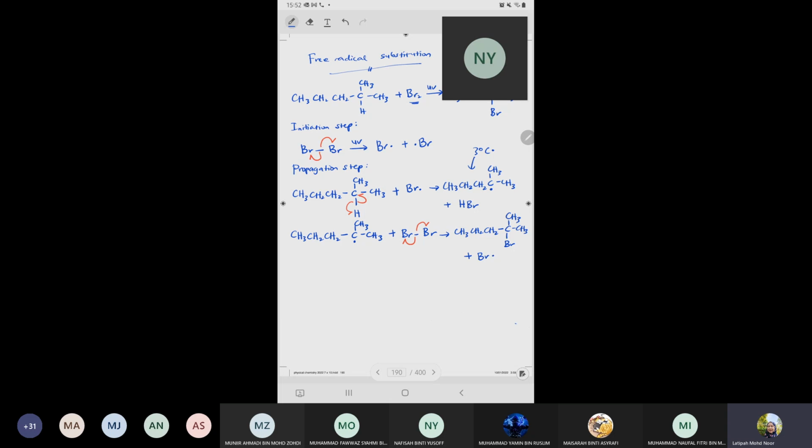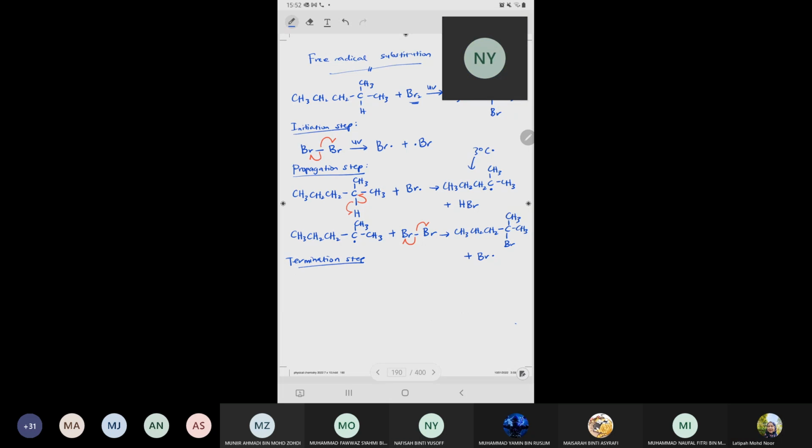Okay, can we move to step 3? Yes, madam. What is the name of step 3? Termination step. Yes, termination step. Kenapa kena buat termination step? Sebab nak tengok apa? Tak nak tengok free radical lah. Nak habiskan. Kita nak tamatkan reaction ni.